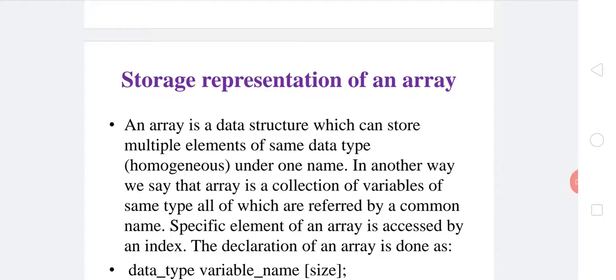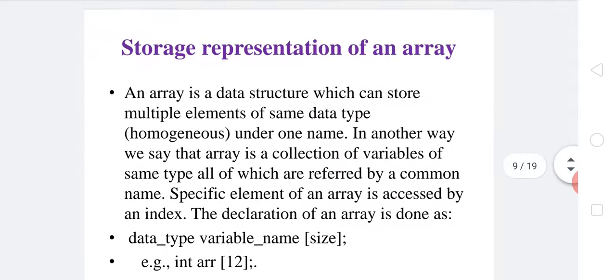Then we will see the next point, which is storage representation of an array. An array is a data structure which can store multiple elements of the same data type, which are called homogeneous elements, under a single name. In another way, we say that an array is a collection of variables of the same type, all of which are referred to by a common name. A specific element of an array is accessed by an index.